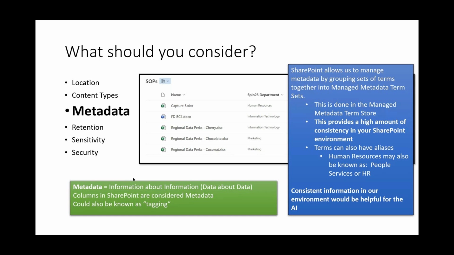So search is going to benefit from that. The fact that I have the right keywords inside of there, that's going to benefit from that. But also Copilot is going to leverage that and start to understand that data as well. It understands now that HR really means people services here, right? So that's important to be able to have in your environment. So location is important. Content types are important for many different things. And then also metadata is important as well.